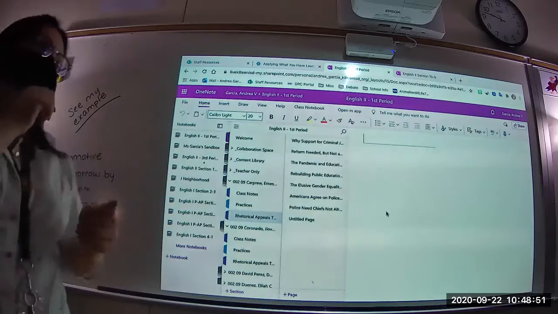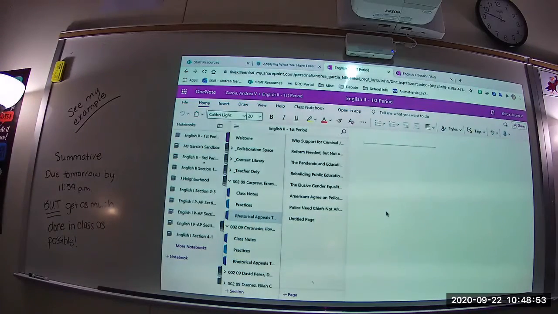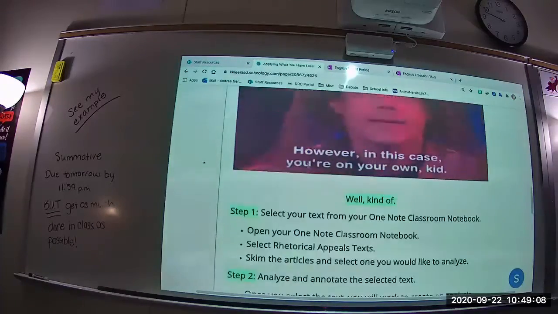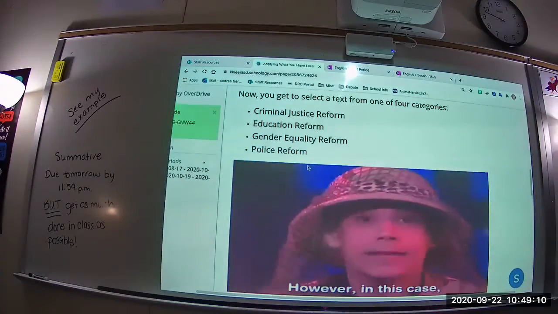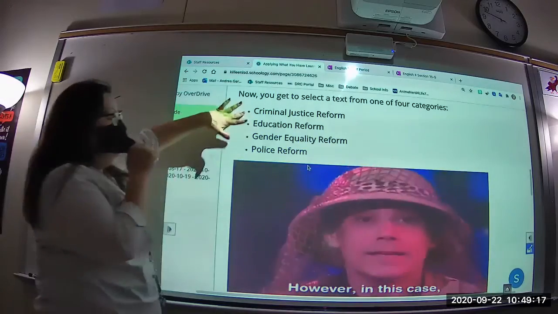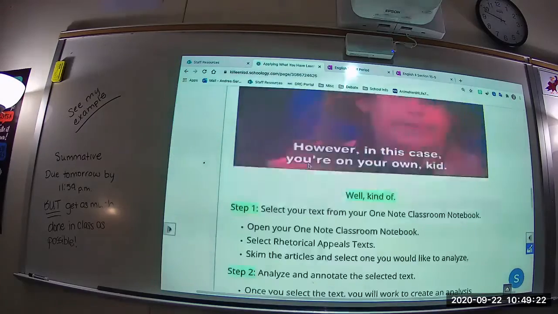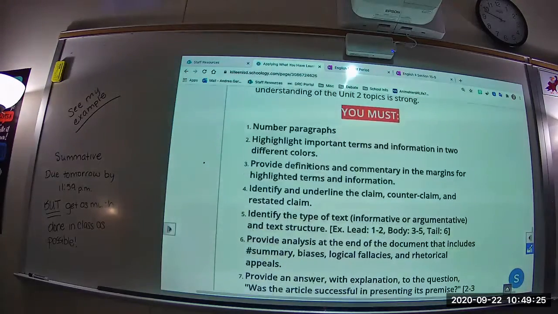Could you explain it one more time just to make sure we got it in? Yes. So basically what you're going to do is come here to OneNote. You're going to look at the rhetorical appeals text. You're going to skim it and see which one you want. There are 8 articles, 2 for each category, but you'll have to determine what those are. But they're basically over criminal justice reform, education reform, gender equality reform, and police reform, because these 2 are different, okay?